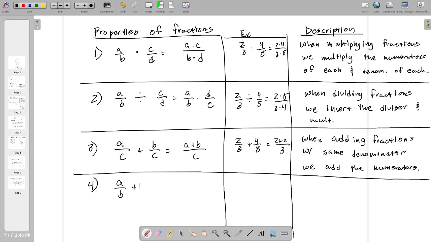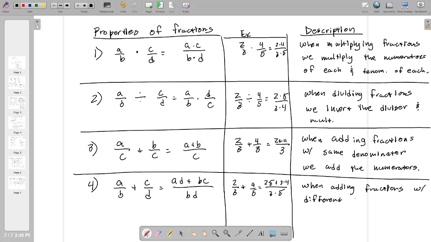A over b plus c over d is equal to ad plus bc over bd. Now, this might look a little bit complicated. It's actually not as bad as you think, and you've probably done this before. You need to find a common denominator first. 2 times 5 plus 3 times 4 over 3 times 5. When adding fractions with different denominators, find a common denominator, then add the numerators.